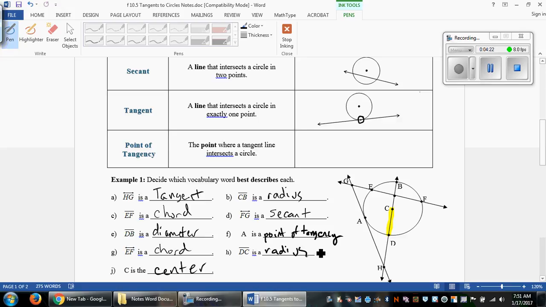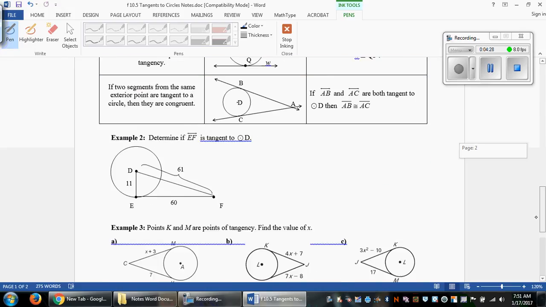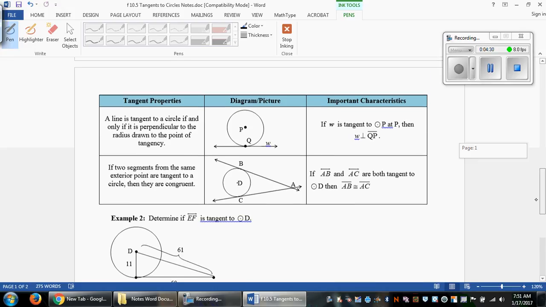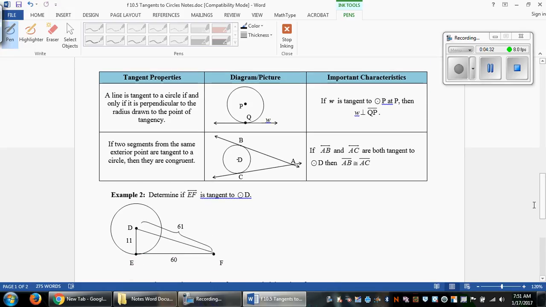So those are all your vocabulary terms and how they're used. Okay. So we have some properties that we want to use and know. First off, a line is tangent to a circle if it is touching it at just one point, and that would make it perpendicular with the radius if it is indeed tangent.